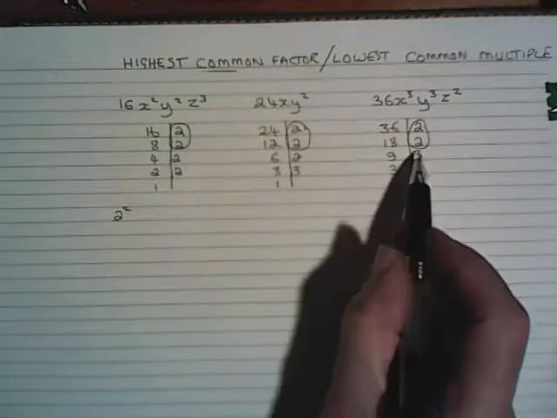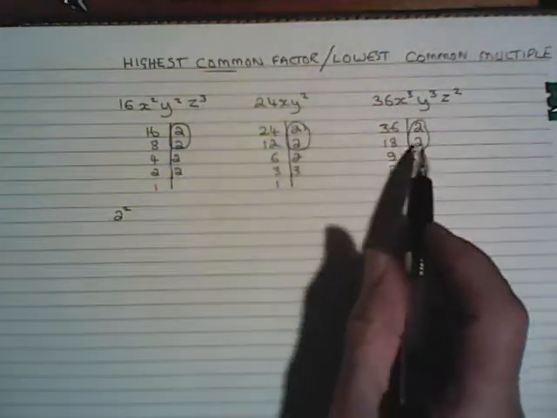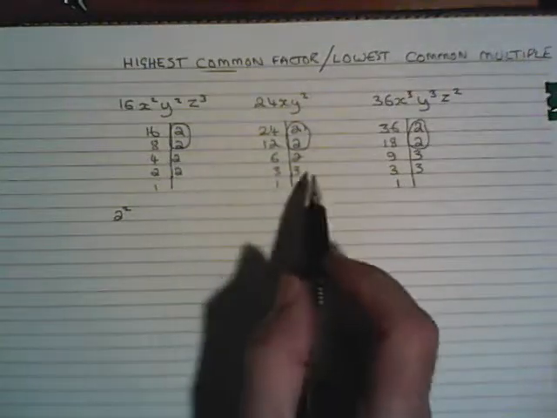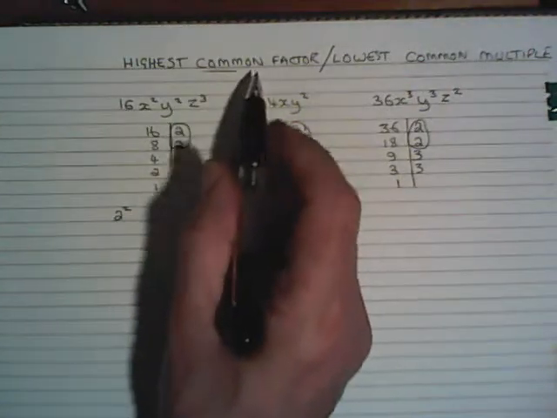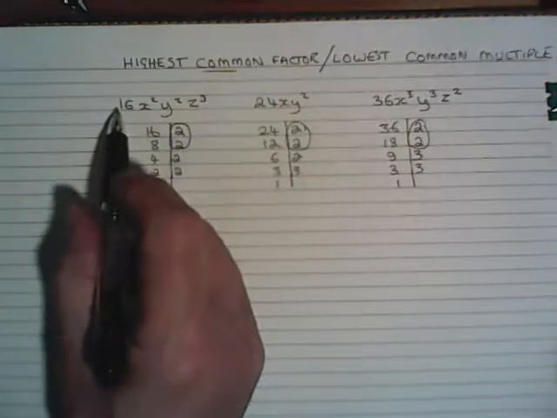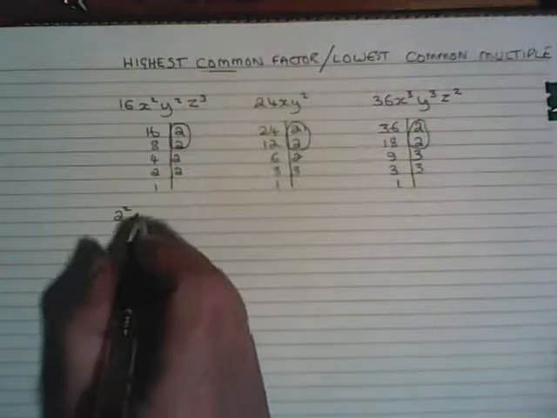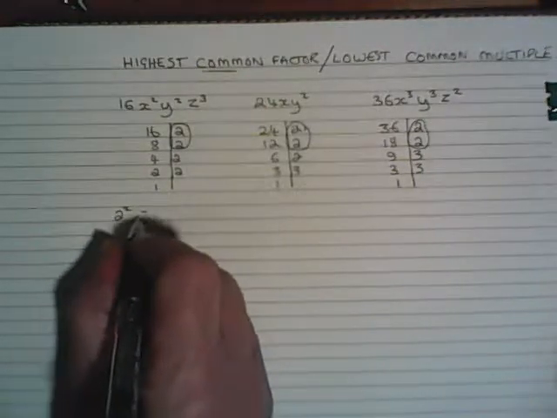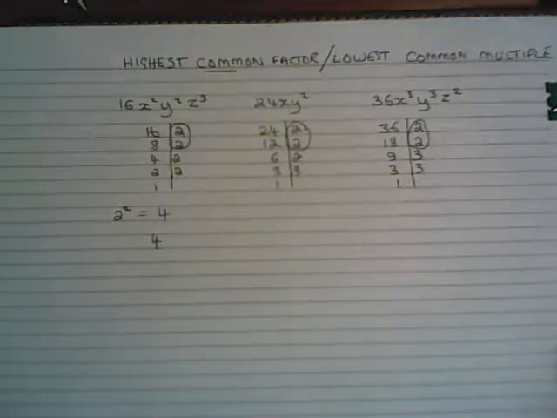Okay, now 3 squared here. 3 goes into 3 squared. Yes, it goes into 3 squared. But oh, hang on, we haven't got 3 here at all. So that's not common. So the highest common factor of these 3 coefficients is 4. 2 squared equals 4. And I can put 4 here. And we're setting off, we've done bits of it.